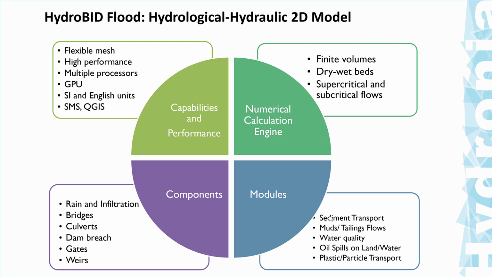Now, I mentioned briefly before that Hydrobid Flood uses River Flow 2D as an engine. River Flow 2D is a commercial model that is developed by Hydronia, and it has many other features that are not present in Hydrobid Flood, including mud and tailings flow, so it can model the break of tailing dams. It has a water quality module. It can do oil spills on land and water, and it has a plastic particle transport module as well.